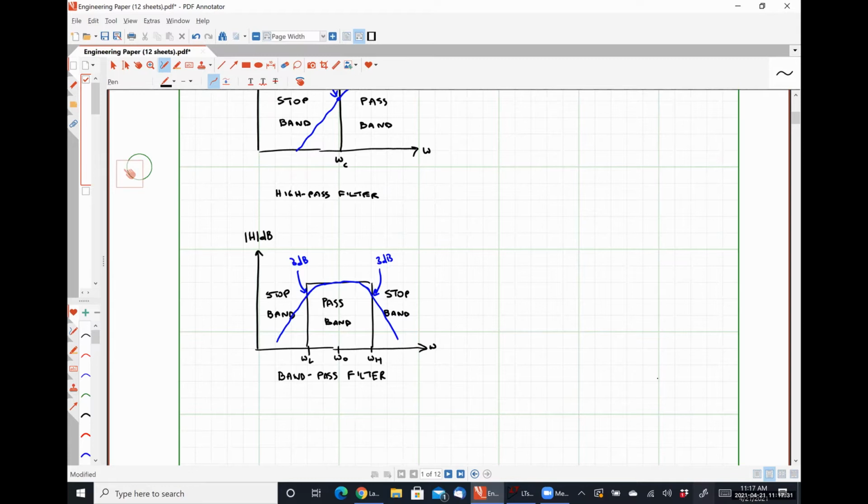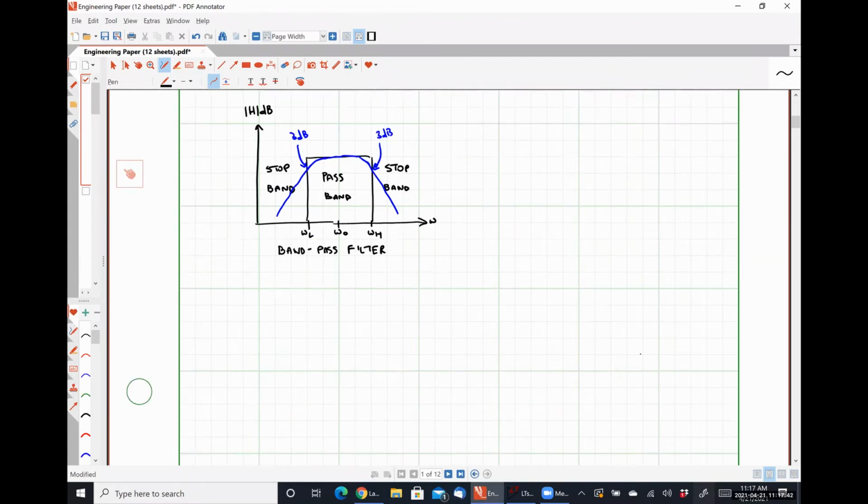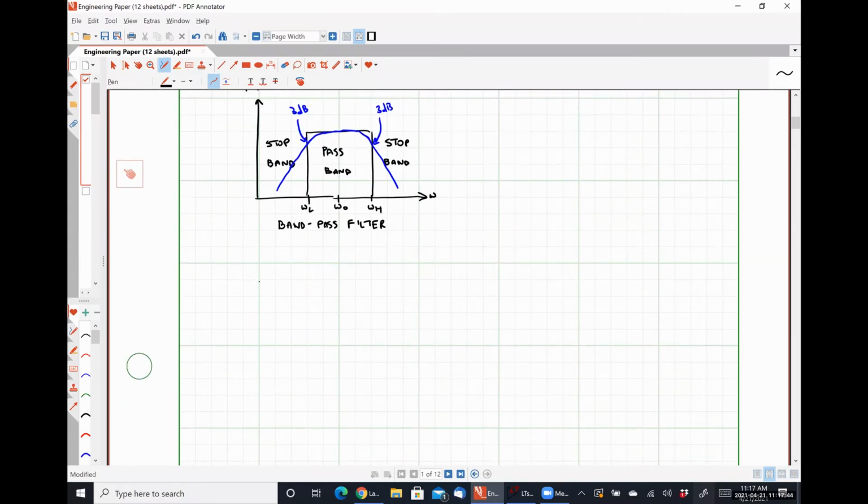So we'll use these concepts of band pass, band stop, high pass, and low pass filters literally throughout your EE career from this point on. All right, lastly, we have a band stop filter.